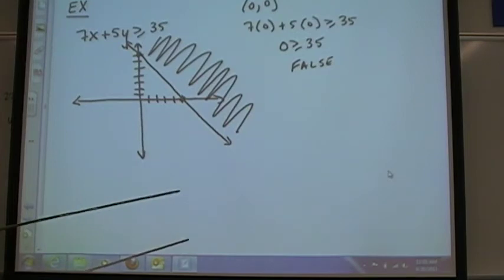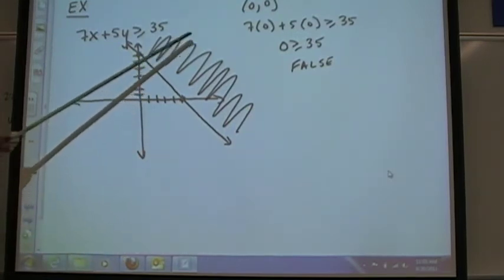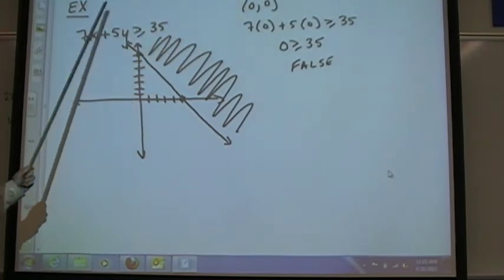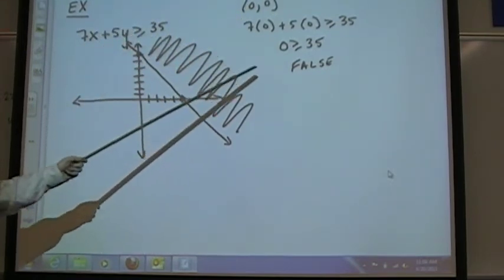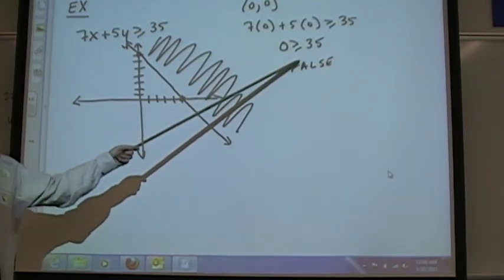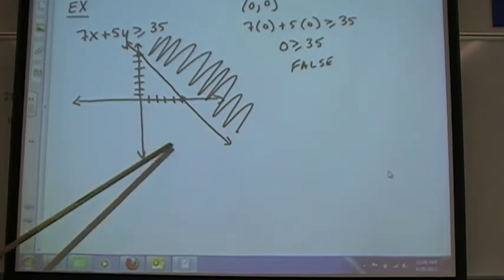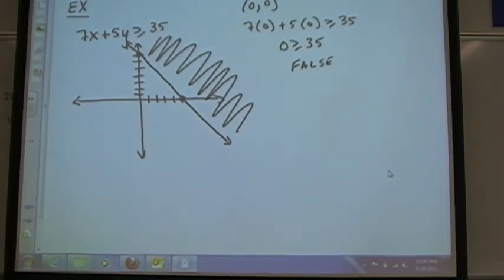And is 0, 0 on your line? No, so that's a good point to check. Plug 0 in for x, 0 in for y. You end up with 0 is greater than or equal to 35, which is false. So that tells you 0, 0 is not part of the shaded region. So we don't shade towards 0, 0. We shade away from 0, 0.